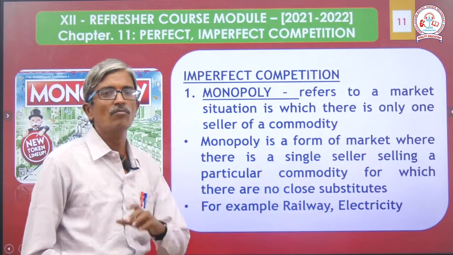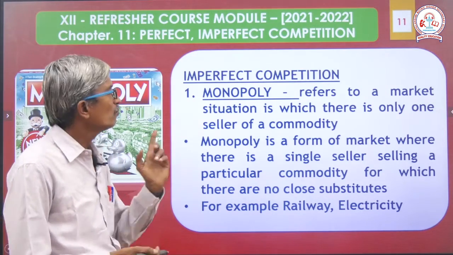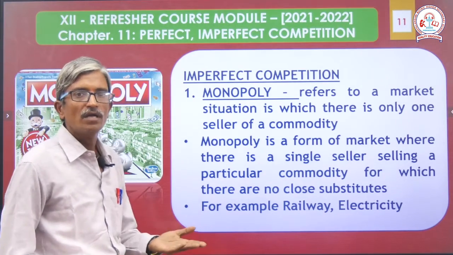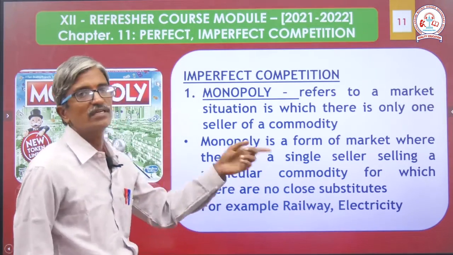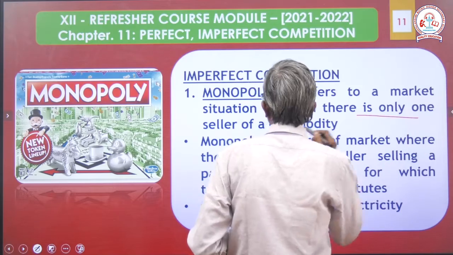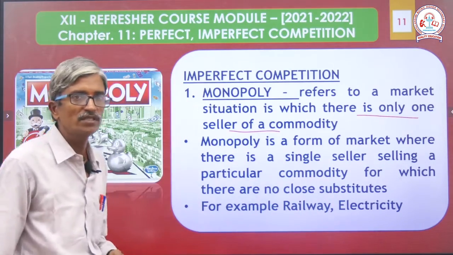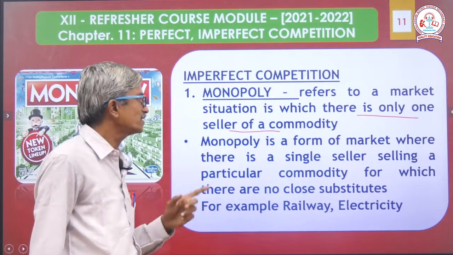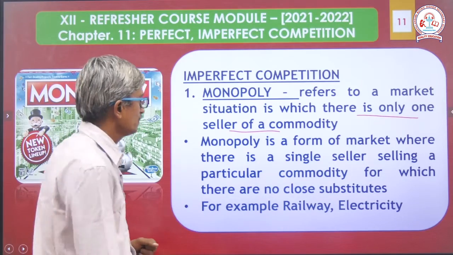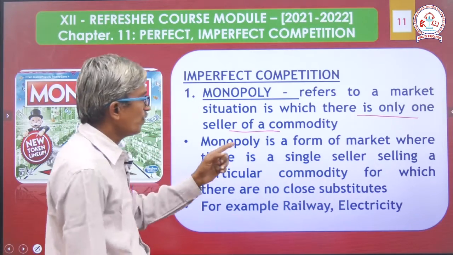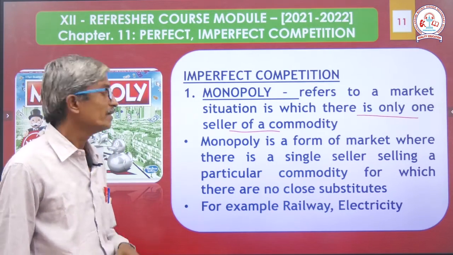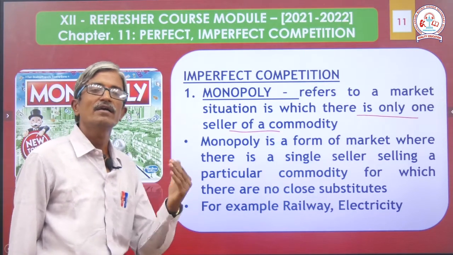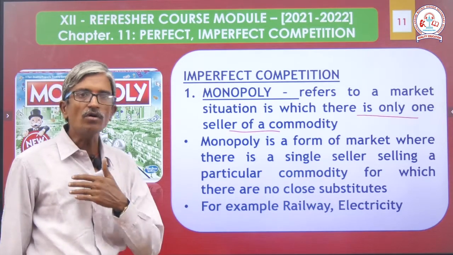Imperfect competition. This is monopoly. There are 5 types. Monopoly: mono means single, poly means seller. A single seller. A market situation in which there is only one seller of a commodity. Commodity means goods. Monopoly is a form of market where there is a single seller selling a particular commodity for which there are no close substitutes.